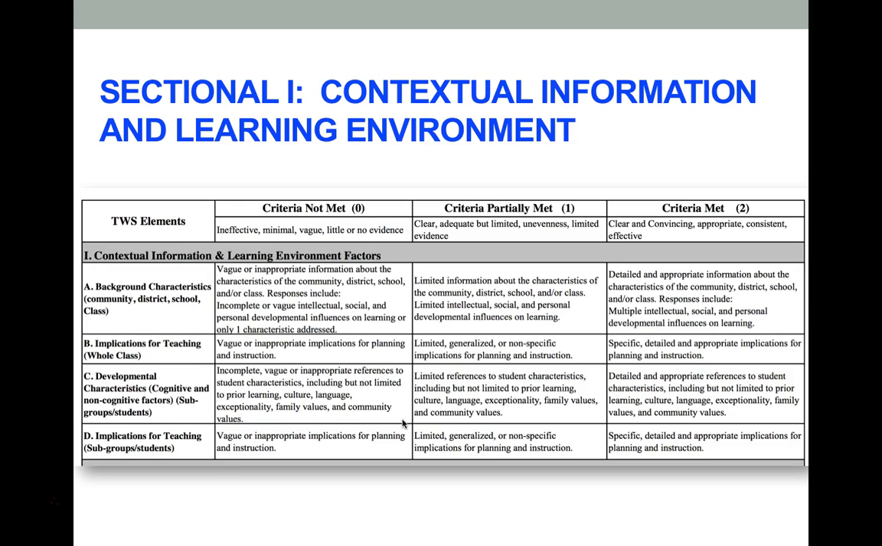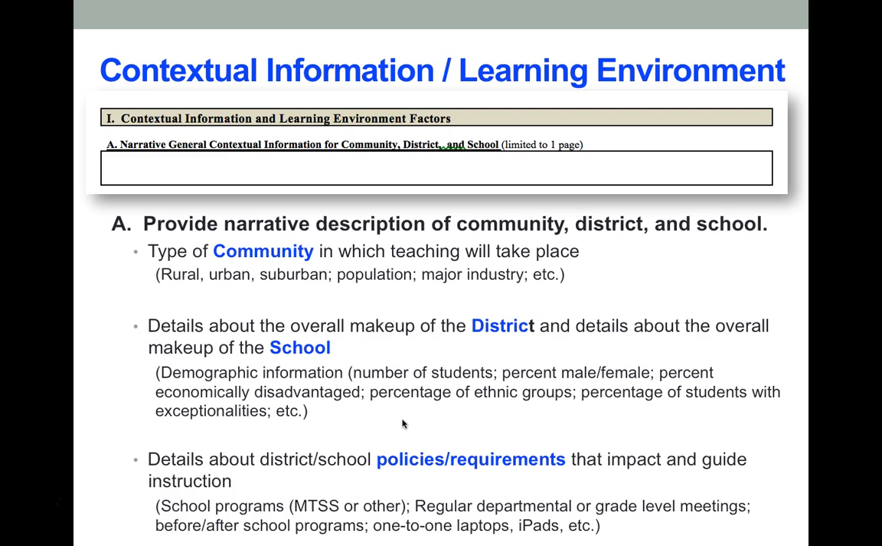Then you're going to look at your class, what type of kids were there, and then developmentally, what were some of the cognitive and non-cognitive factors in that class, and maybe pick out some subgroups, either ethnic or gender, and there'll be a whole list of those things that you can use. And then what are some implications for planning your unit.